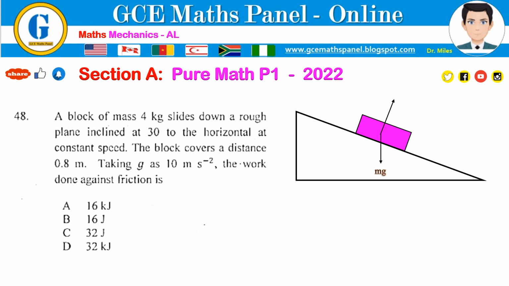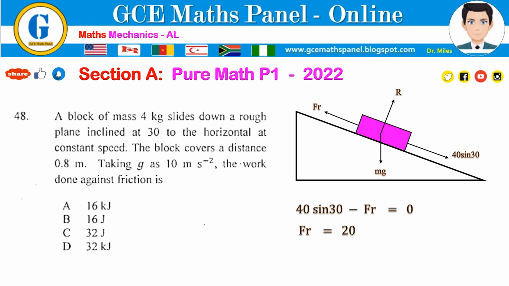So it's sliding down. mg cos theta is the normal reaction to the plane. Mg sine theta, that's 40 sine 30, acts down the plane. Up the plane, you have the frictional force. So 40 sine 30 is equal to our frictional force, because acceleration is 0. So the frictional force should be equal to 20 newtons.